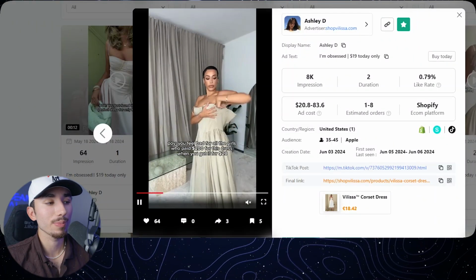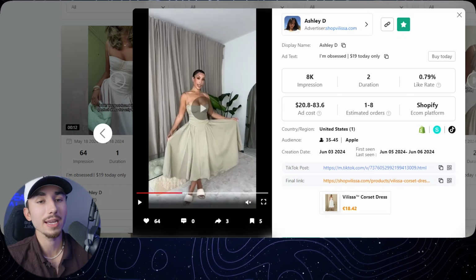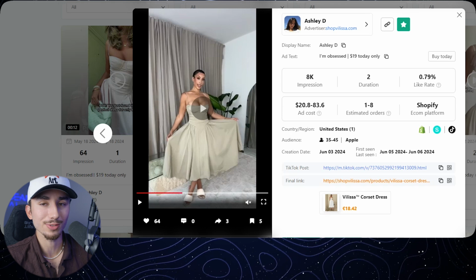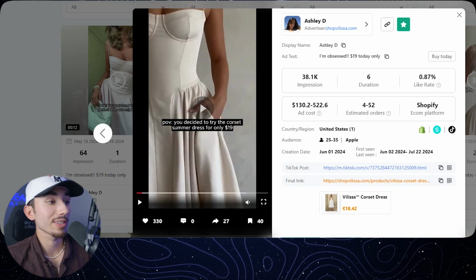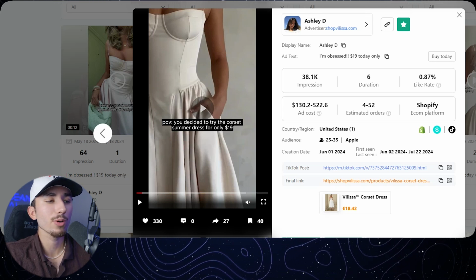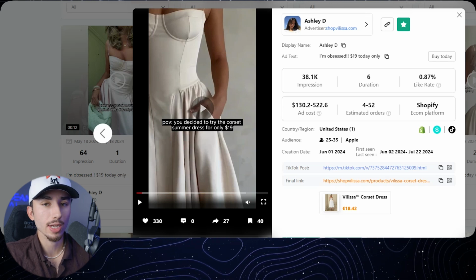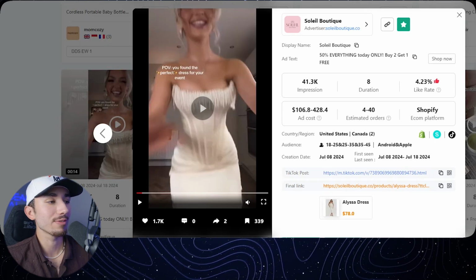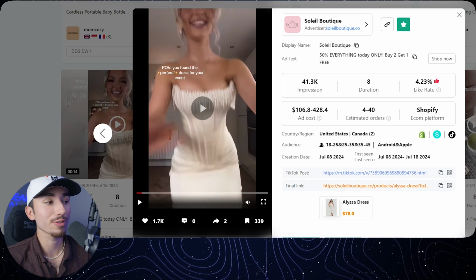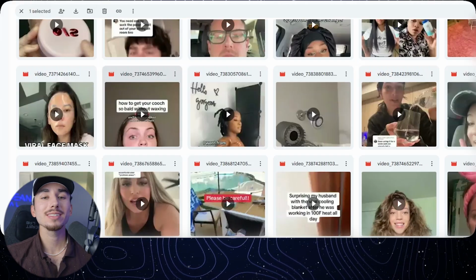Another variation, which is that affordability angle. So POV, you feel bad for all the girls that paid XYZ price when you only had to pay the new price. So in this case, $20 for the same dress. Another one, POV, you decided to try the corset summer dress for only $19. So in many cases, as you can see here, you're mentioning the offer, but you don't have to do that. If you have just a normal price, you can say, POV, you got the perfect summer dress. In this case, it's more specific to a scenario. So POV, you found the perfect dress for summer, for your event, for your birthday, for your wedding, etc., etc. You just want to mention the specific use case in which you would probably be wearing this dress the most.